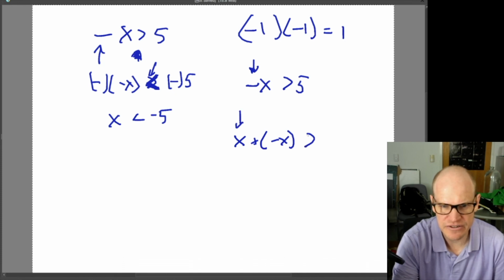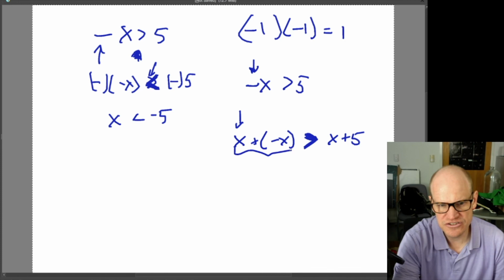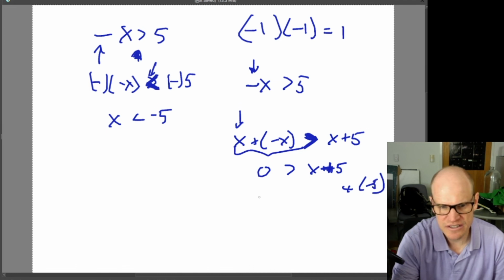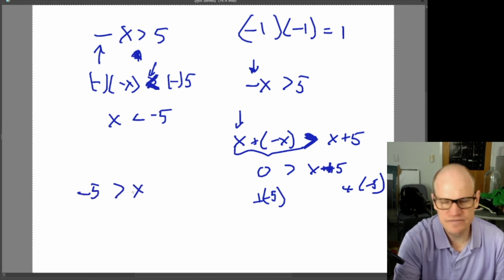I've got that greater than sign. I'm not multiplying by anything, so there's no sign switching. So I've got x over here plus 5, like that. These two things are going to simplify to give me 0 is greater than x plus 5. And now I'm going to do the plus negative 5 here and a plus negative 5 here. And I'm going to end up with negative 5 is greater than x.